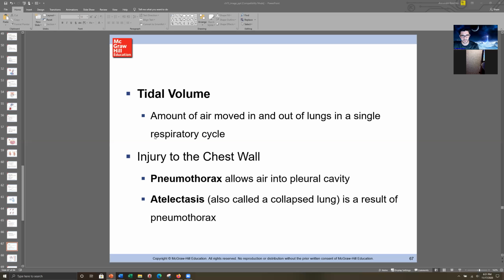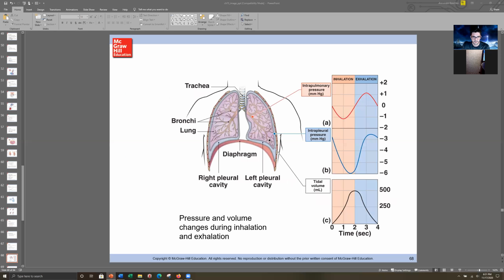Okay, I'm going to skip over injury to the chest wall, but you should check those things out. Okay, so let me see. I think I've got a better figure here. I'm speeding through because we're running out of time a little bit.